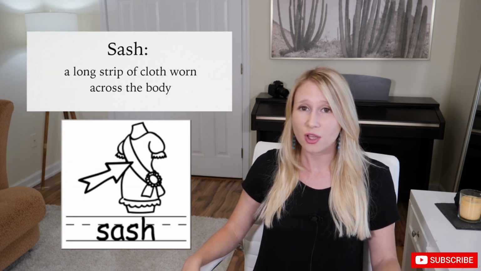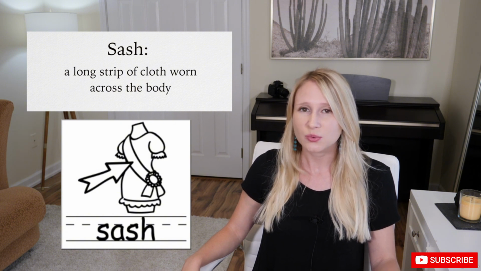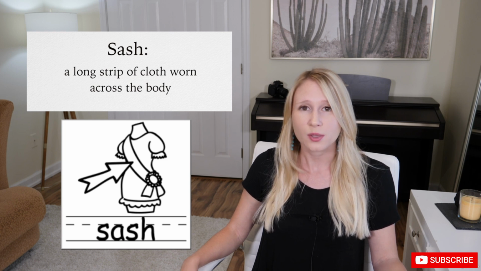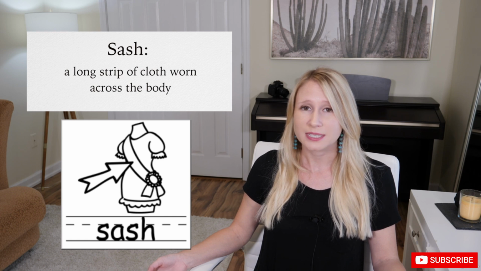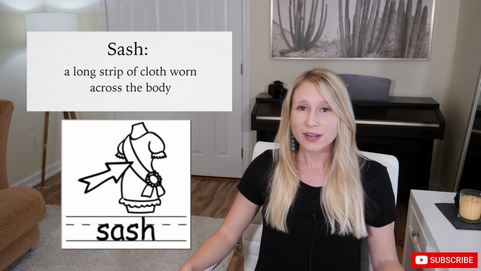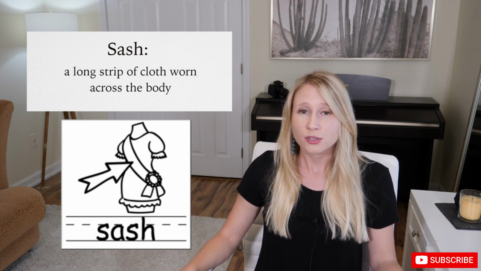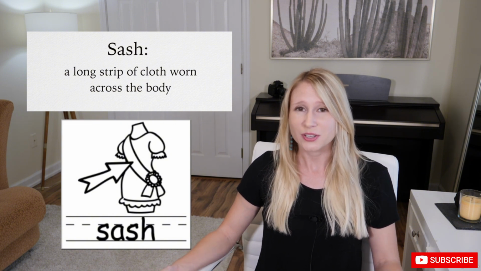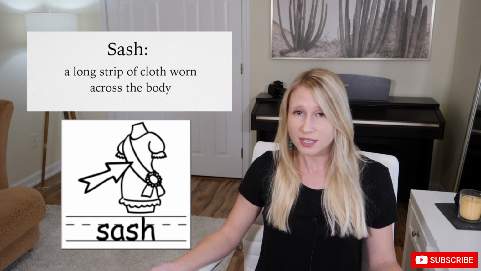A sash is a long strip of cloth worn across the body. In our conversation, we talked about how brides and bridesmaids sometimes wear a sash when they go out to their bachelorette parties. In the past, you might see sashes worn by military members or aristocrats. Nowadays, they are common at beauty pageants, graduation ceremonies, Girl Scouts and Boy Scouts, birthday parties, and of course, bachelorette parties too.